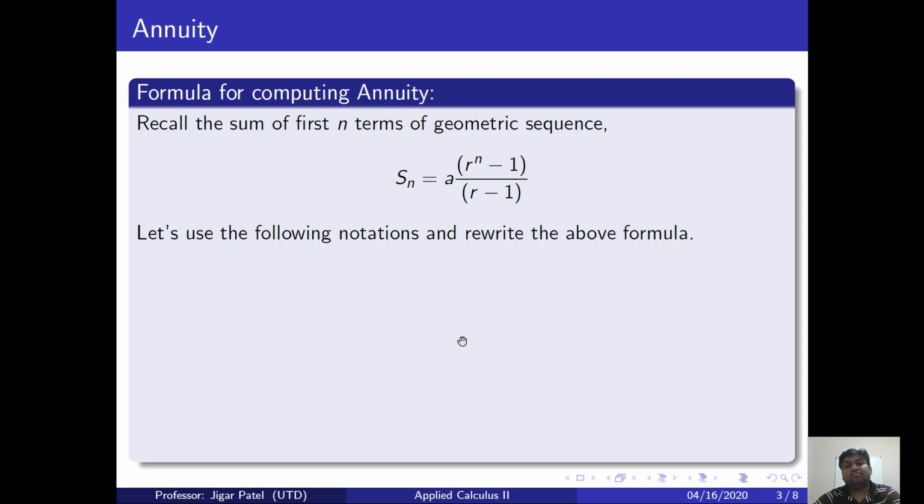For S sub n, I want you to use capital S. And again, capital S stands for the sum, or we are going to call it annuity or total annuity if you want.